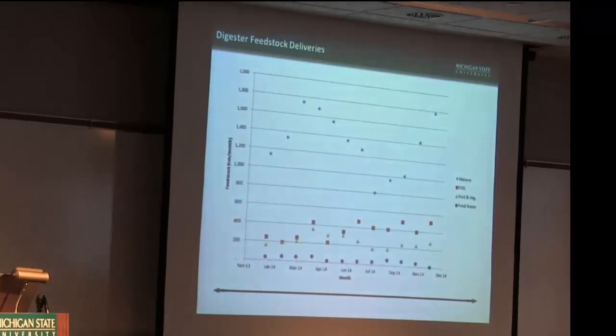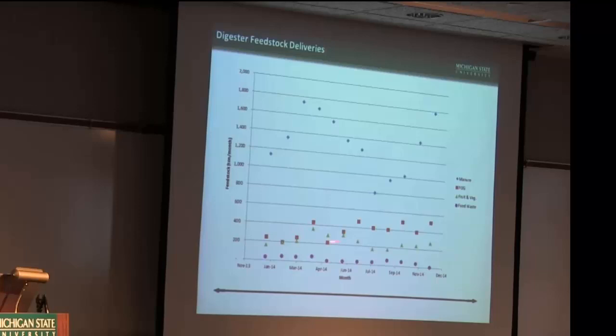So this is a chart of our food waste deliveries for 2014. Manure actually fluctuated quite a bit throughout the year. I'm not sure if our cows went on vacation in July and August. You would think that a cow is a cow and she produces the same amount every day, but something was going on throughout the year that we did see peaks and valleys.